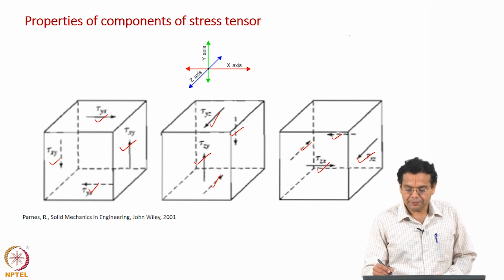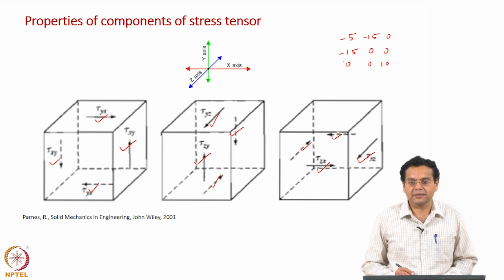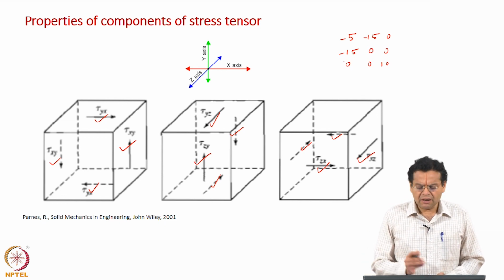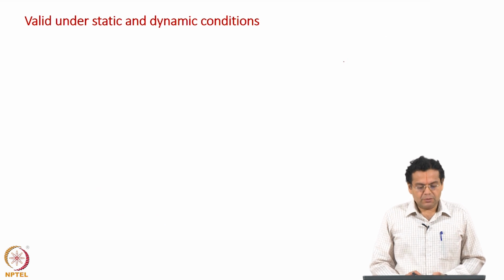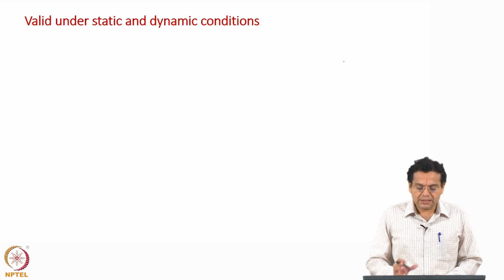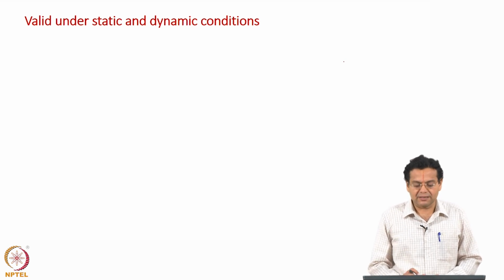If we recall, we had minus 5, and then minus 15, 0, 10, 0, 0, 0, etcetera. It was a symmetric stress. Even in all the examples, all the cases, we will see only symmetric stress tensors. Now, what we have derived is under static, equilibrium condition, but the results we have seen are valid under dynamic conditions also, and that is what we are just going to mention here, not really prove.